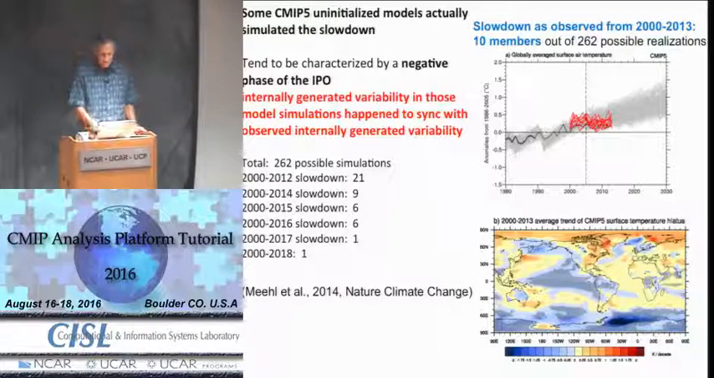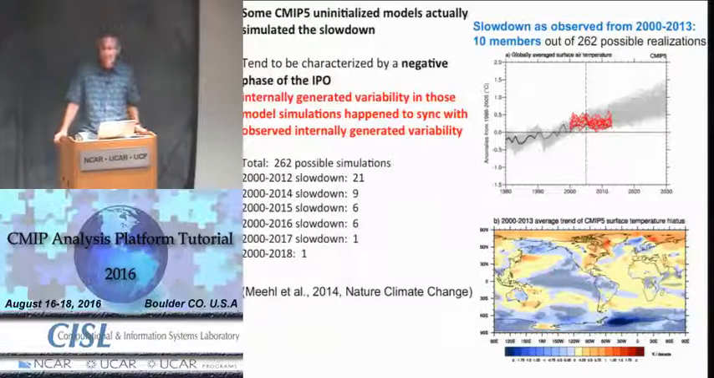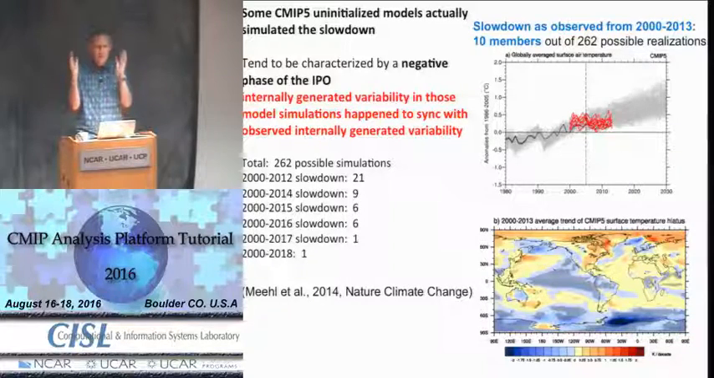And the multi-model ensemble average obviously would keep on going and have disagreement with the observation. So you get 10 out of 262. The reason it's only 10 is it's only by chance that the internal variability in an individual ensemble member happens to match up at exactly the right time, at exactly the right magnitude with what actually happened in the observations.